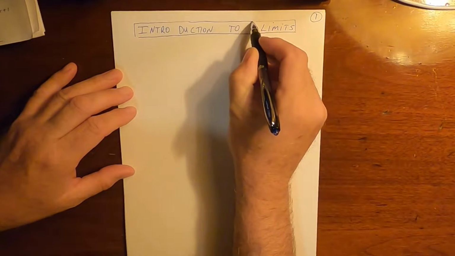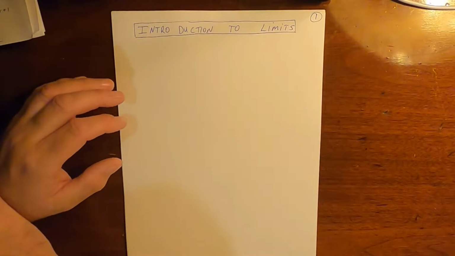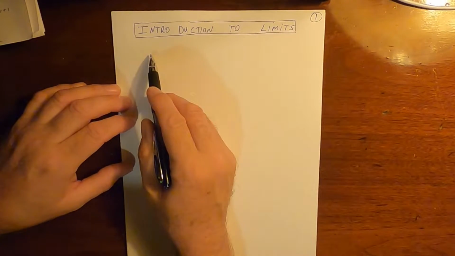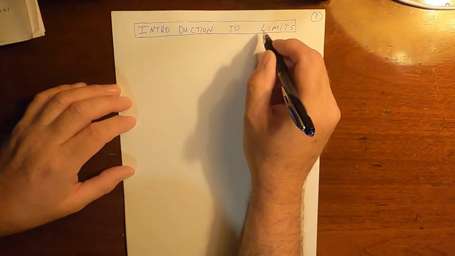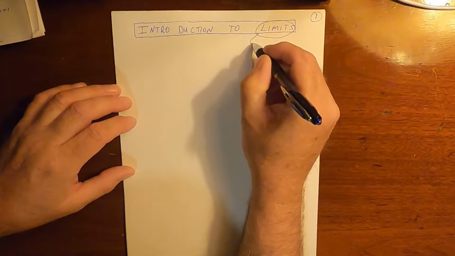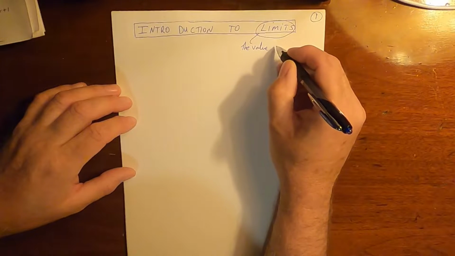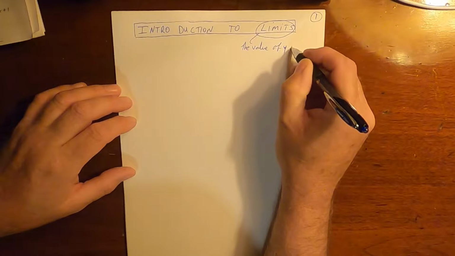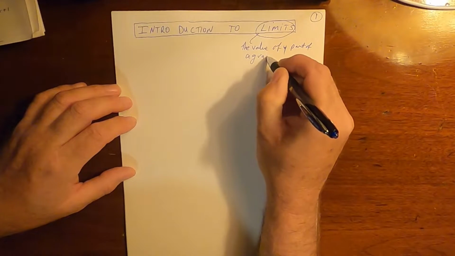Okay, so in this case, we are going to think of a limit as being the y part, the value of the y part of a graph.